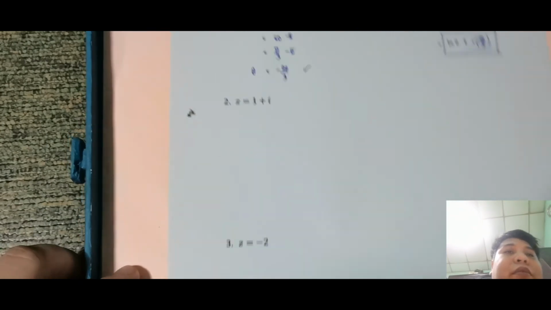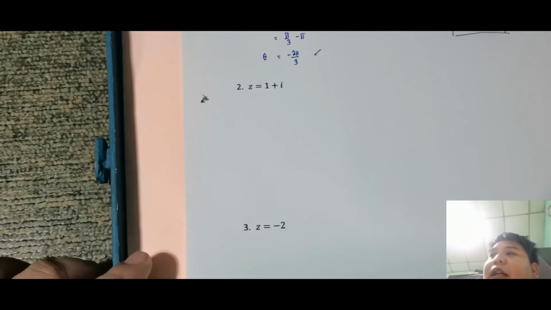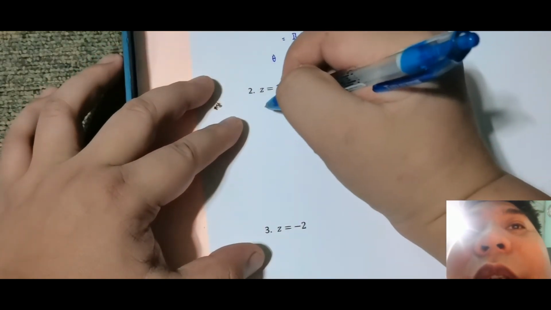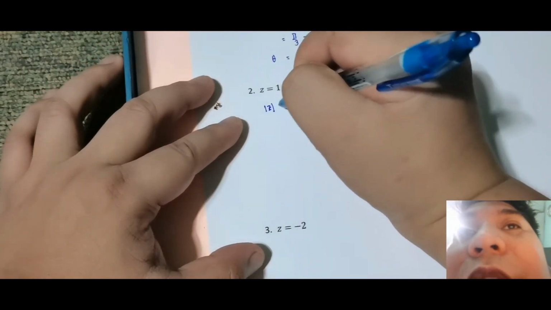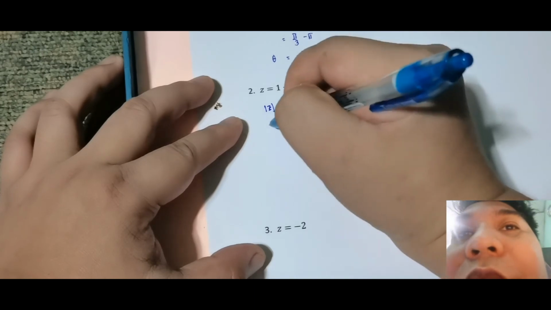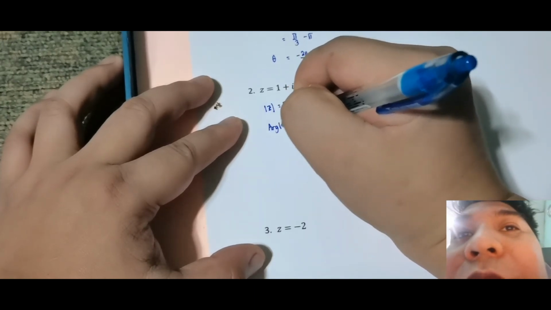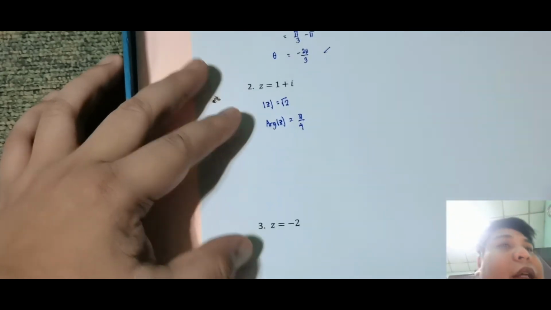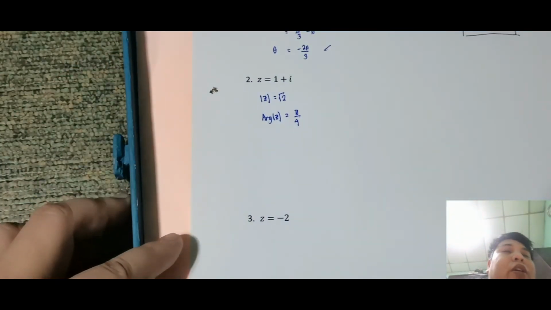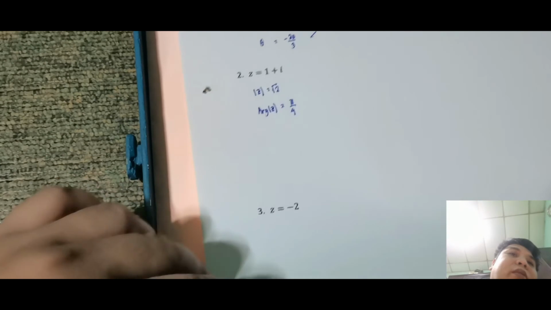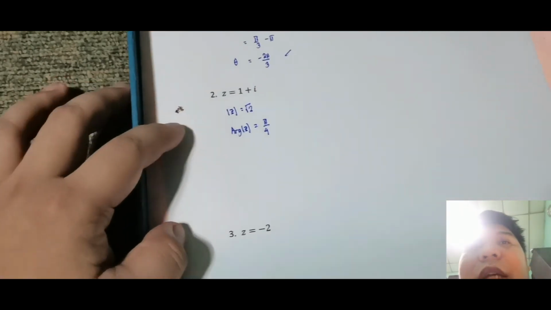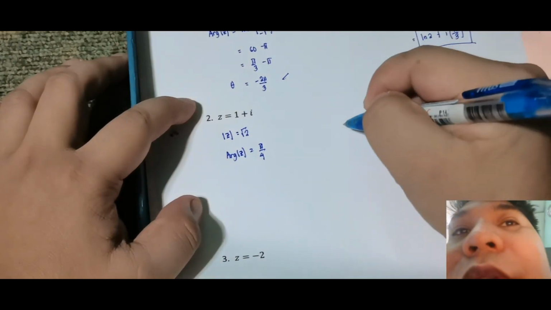Okay, so number 2. If z is equal to 1 plus I, so ito, nadali na, no? So, alam ko na yung modulus nito eh. Ang modulus natin dito is square root of 2. Ang argument niya is 45 or pi over 4. Tama, naalala nyo kanina, pi over 4. So, ano bang gagawin natin?